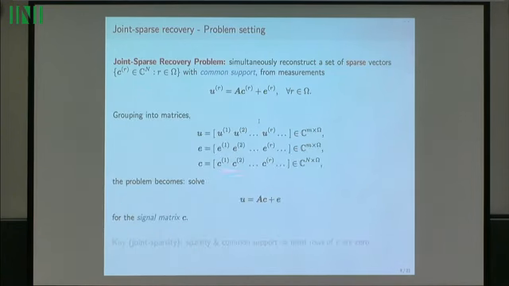I can group these vectors into matrices by taking, in each index, the vector and putting it in a column in a matrix. This matrix will be in C^(m by omega), so it'll have m rows and the cardinality of omega columns. And then the problem becomes to solve this matrix problem, U equals AC plus E, for a signal matrix C. And again, the key that we're going to take advantage of, the joint sparsity, is that the sparsity and common support imply that most of the rows of this matrix C, the signal matrix I want, are 0.